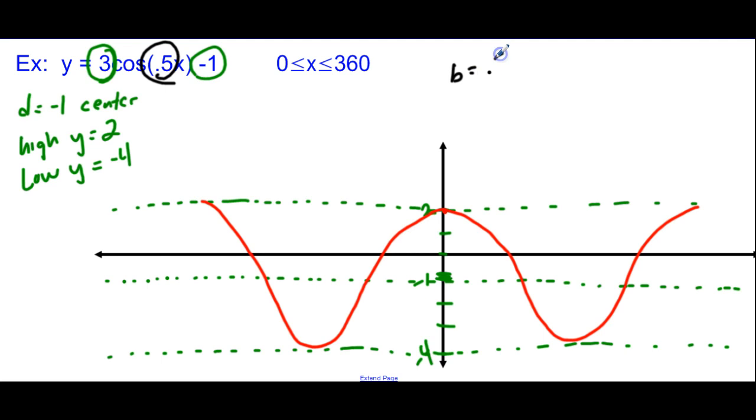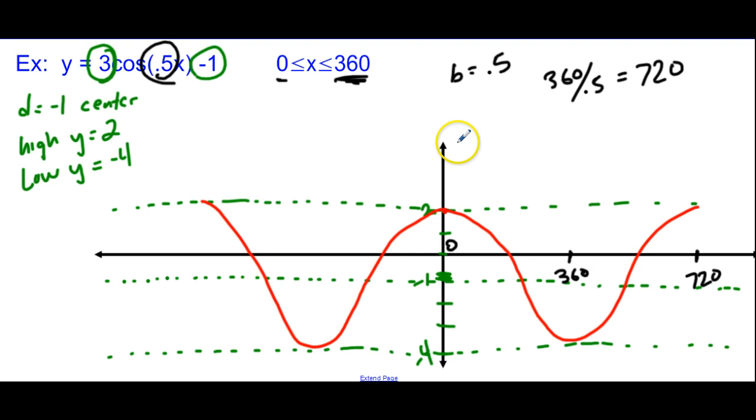All right, so the last thing we need to do is look at our B value. Our B value is 0.5, so let's take 360 divided by 0.5, and that gives us 720. All right, so that means it starts at 0 and it goes all the way to here. This is one cycle, so this is 720. But this tells us we only want it from 0 to 360, right? So half of 720 is right here. This is 360. So what they really want is basically this region from here to here to here to here.